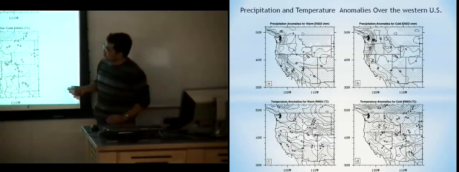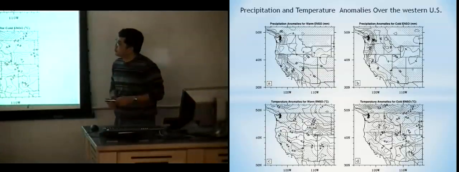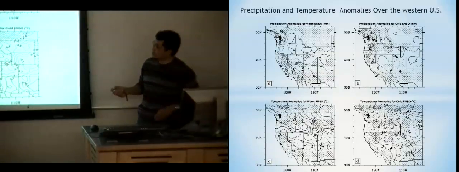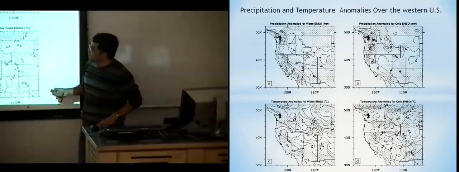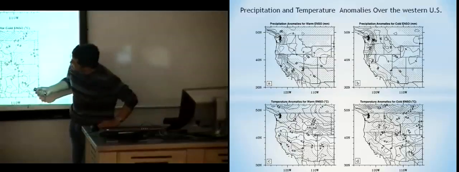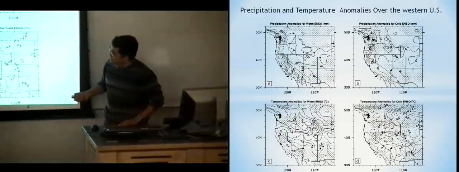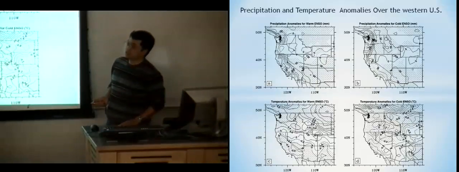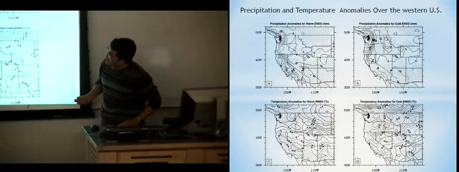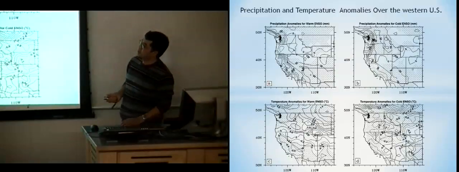Another thing, you look at temperature, because snow is affected by two variables. One is precipitation, another is temperature. For temperature, you see during the warm ENSO, over the northwest temperature increases and southwest temperature decreases. The cold temperature here also helps produce high snowpack in the southwest.